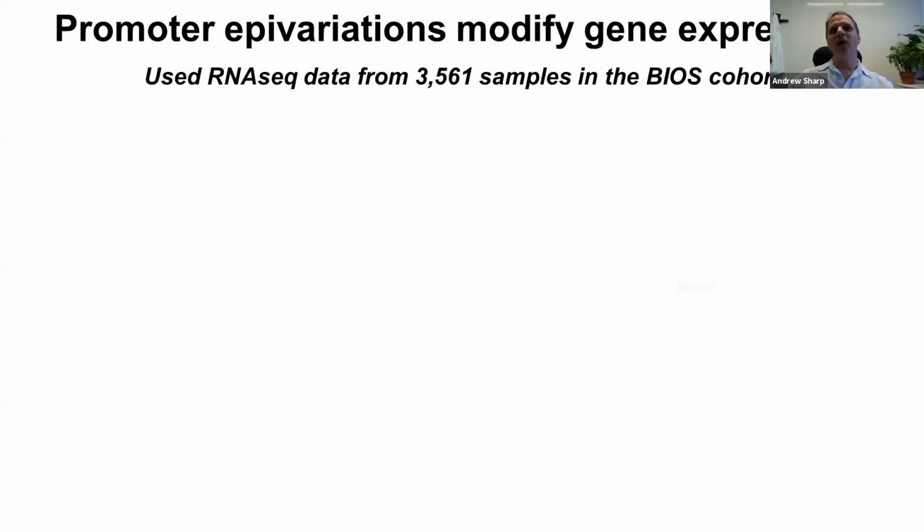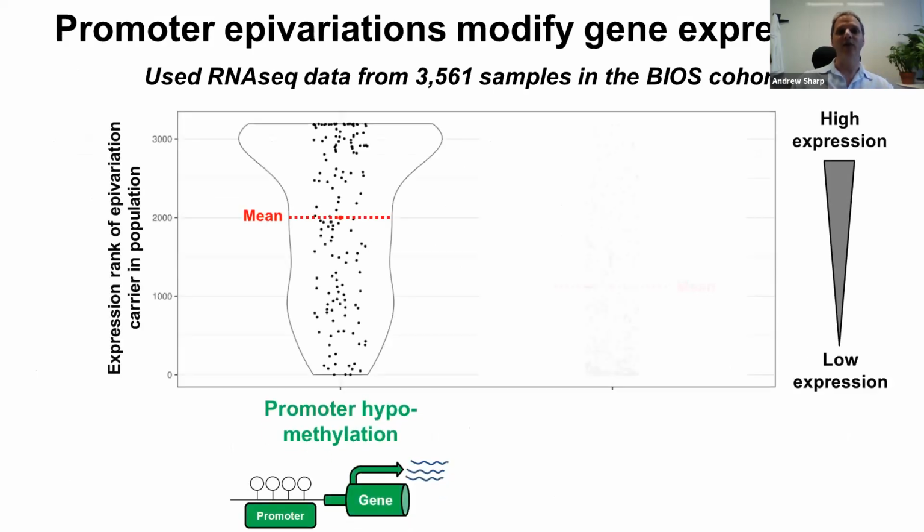So we then wanted to see what are the effects of these epivariations on genome function. And so here we looked at gene expression, and we used data from the BIOS cohort where we had RNA-seq in about 3,500 individuals. If we focus specifically on places in the genome where we see losses of methylation at gene promoters, what we see here is that these individuals with promoter hypomethylation tend to have unusually high expression levels in the population. So the y-axis here is the rank of the epivariation carrier in all 3,500 individuals. And you can see many of them actually have the highest expression in the whole population.